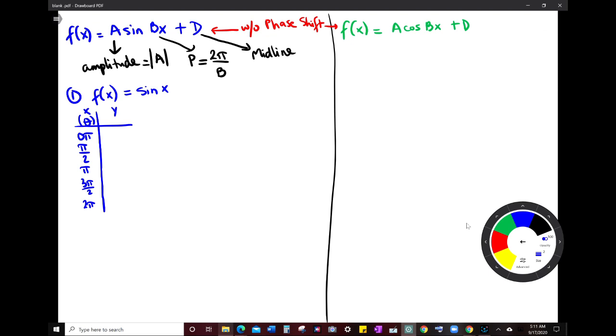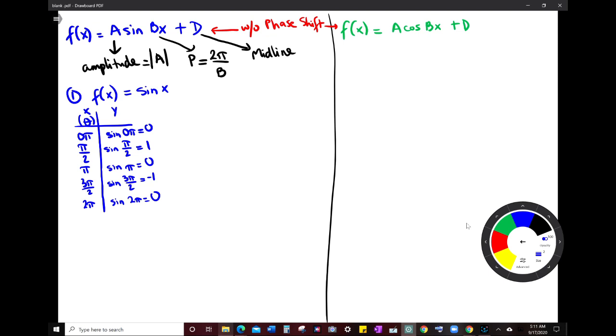Remember the reason I choose these points, because it gives me whole numbers for the y values. So sine of 0 pi gives me 0, sine pi over 2 gives me 1, sine of pi gives me 0 again, sine of 3 pi over 2 gives me -1, and sine of 2 pi gives me 0 again.